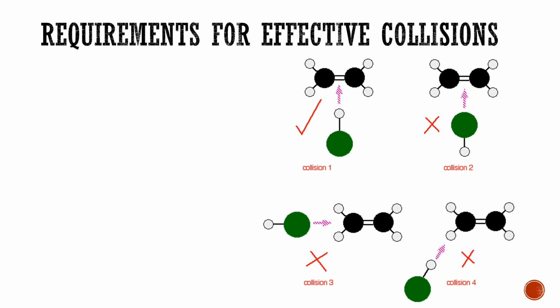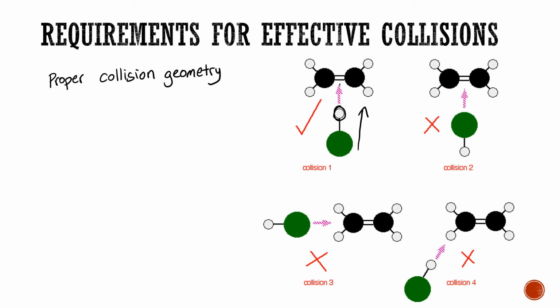Okay, the second thing that we are going to need for an effective collision is that we need the geometric shape of a molecule and the collision geometry to match up. So I'm going to put proper collision geometry. You can see with collision 1, I've got this molecule coming right in. Maybe this is hydrochloric acid with ethene. And it is striking that double bond.